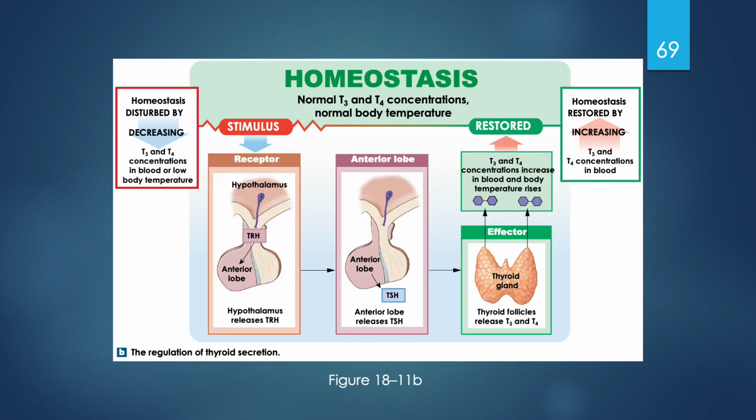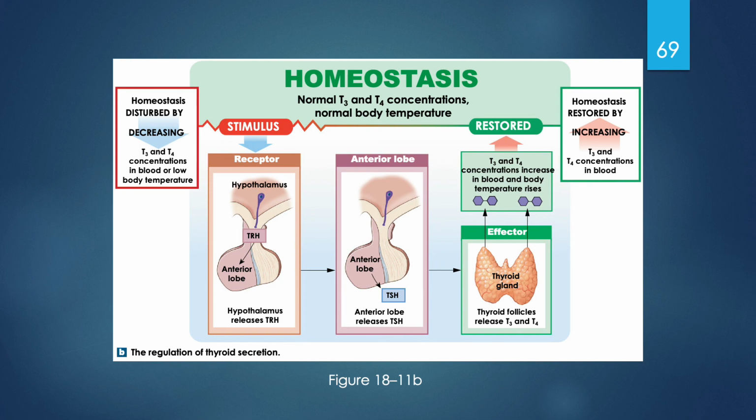Figure 18.11 also gives you an example of how homeostasis is maintained via the endocrine system. In this example, we are looking at a stimulus of either T3 or T4 concentrations dropping in the blood, or body temperature becoming too low. In either of these cases, the hypothalamus will send a message to the anterior lobe of the pituitary, or adenohypophysis, via thyrotropin-releasing hormone.